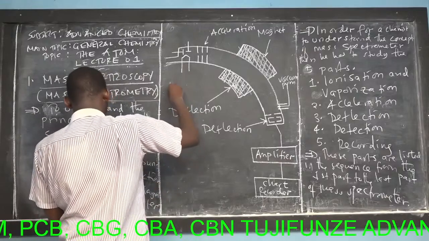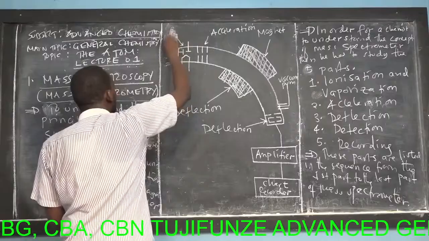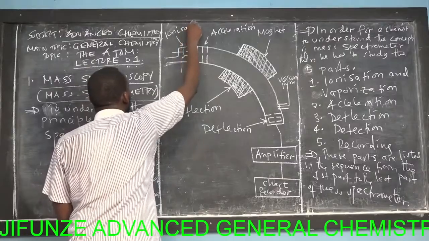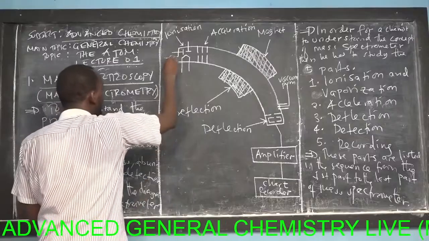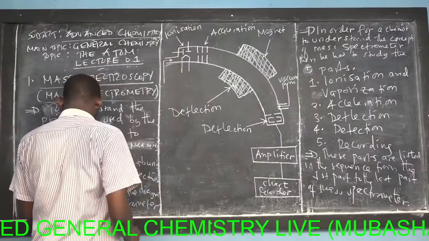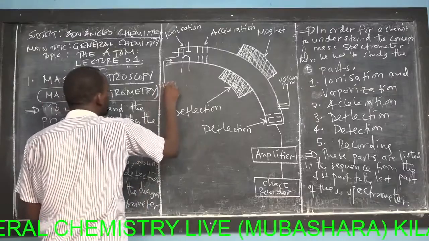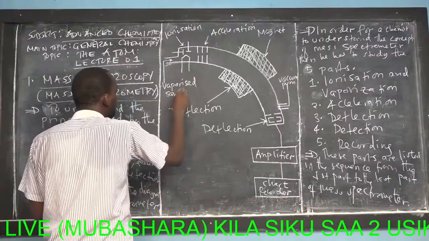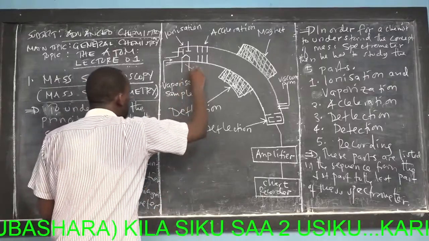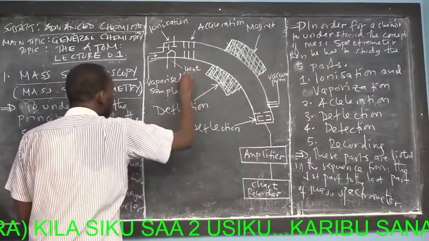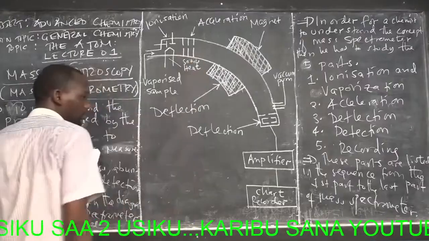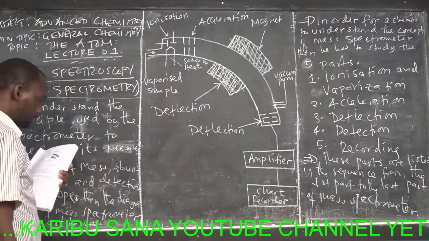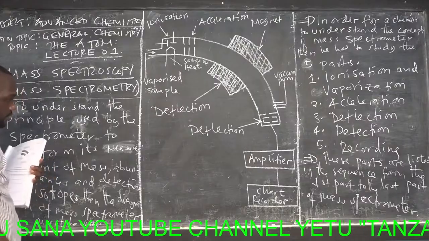And then this section here, we call the ionization chamber. Here we have another part where we vaporize the sample. Then this one we call the heat source, or source of heat. So that is the vaporized sample. Here it goes to the vacuum.